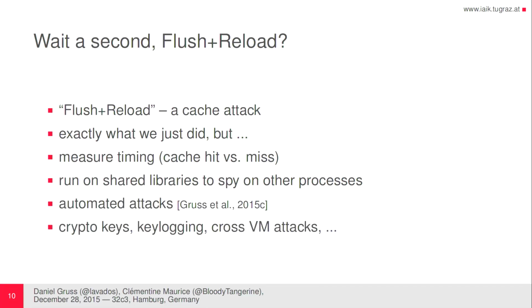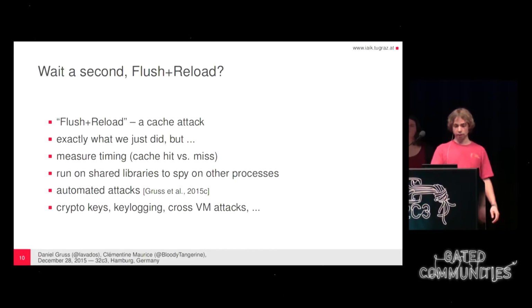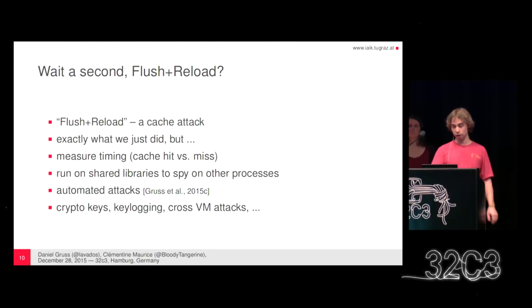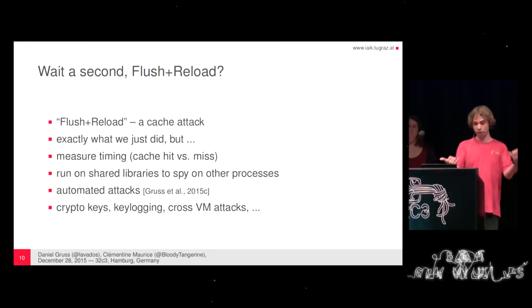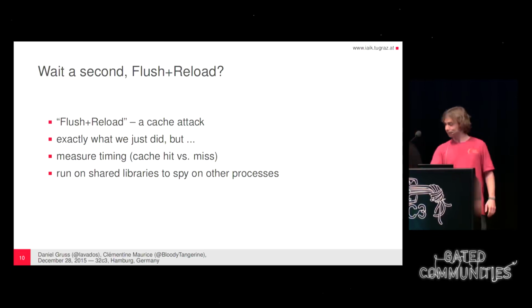And you can furthermore automate these attacks. So when you can simulate the event that you want to spy on, you can automate the attack fully and auto-generate attacks on cryptographic algorithms, auto-generate keyloggers or partial keyloggers. And you can even perform cross-VM attacks if these VMs share memory. It's not a good idea to share memory. Okay.